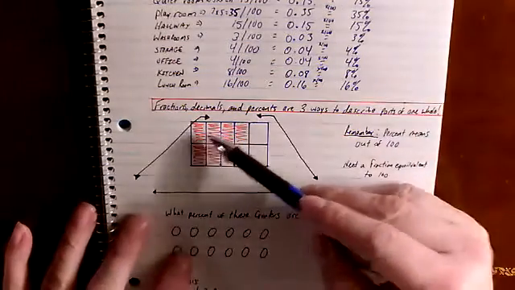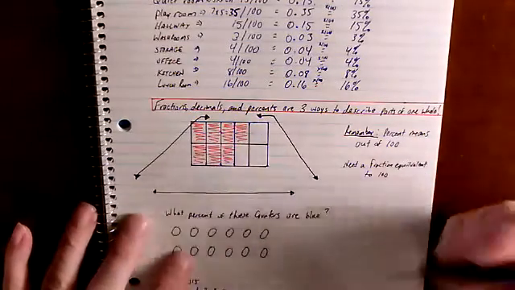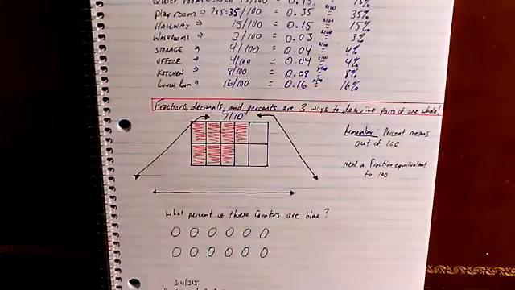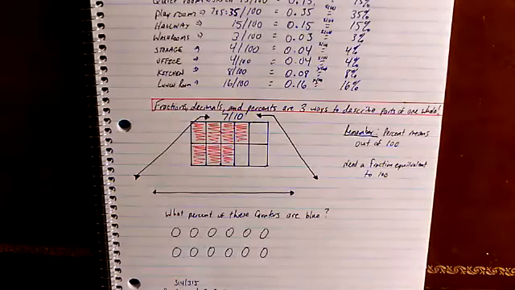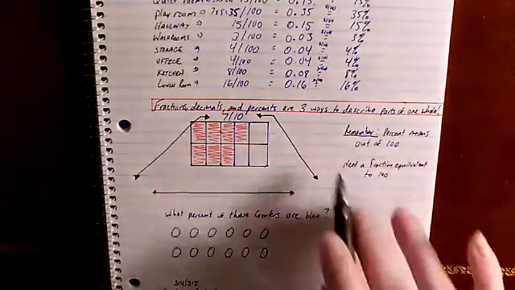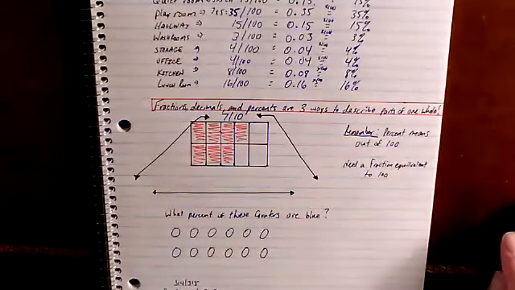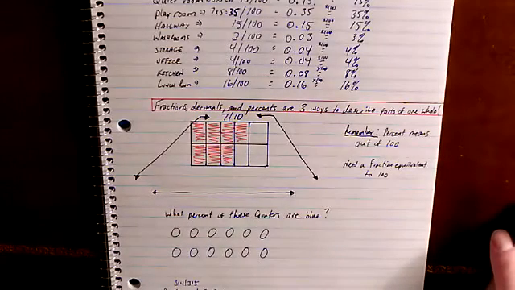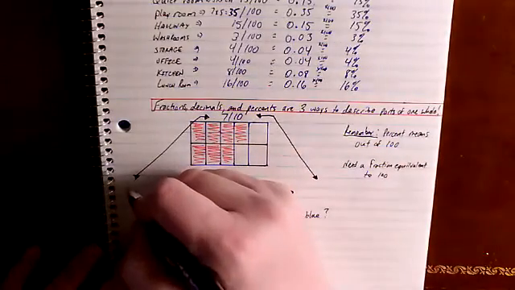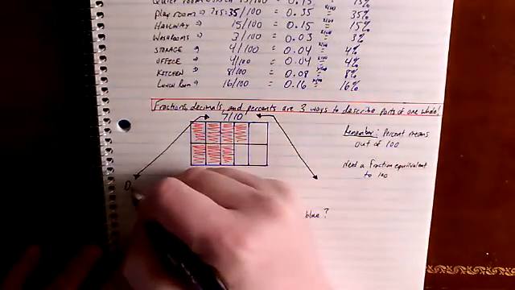What's my fraction? 1, 2, 3, 4, 5, 6, 7. 7 out of 10 are shaded in. Would you agree with that? Yes. Notice I have a little triangle. It just kind of goes back and forth. Okay. So 7 out of 10 are shaded red. If I go down here, what is my decimal? My decimal would be 0.7.